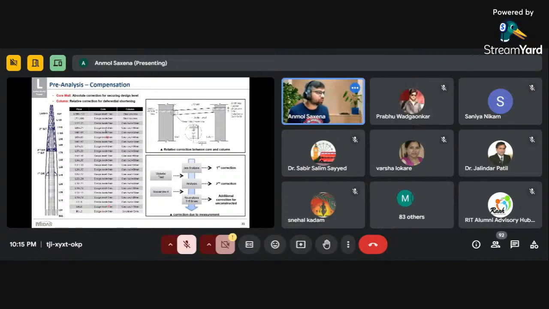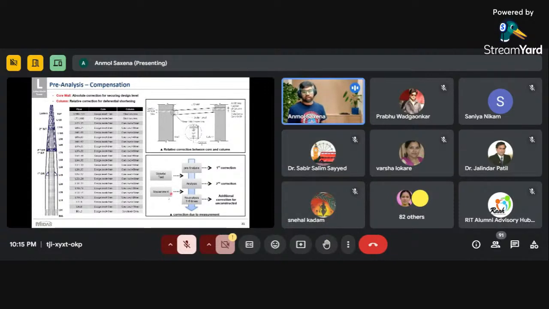the correction for the core wall as the design level which has been decided, plus 3 mm. And for the main columns, whatever the core level will be, plus 5 mm. Okay, so like this data has to be generated for each and every level. Like I said, it is not necessary to provide this correction at each level. We have to define the intermediate locations at which we will be providing this shortening.